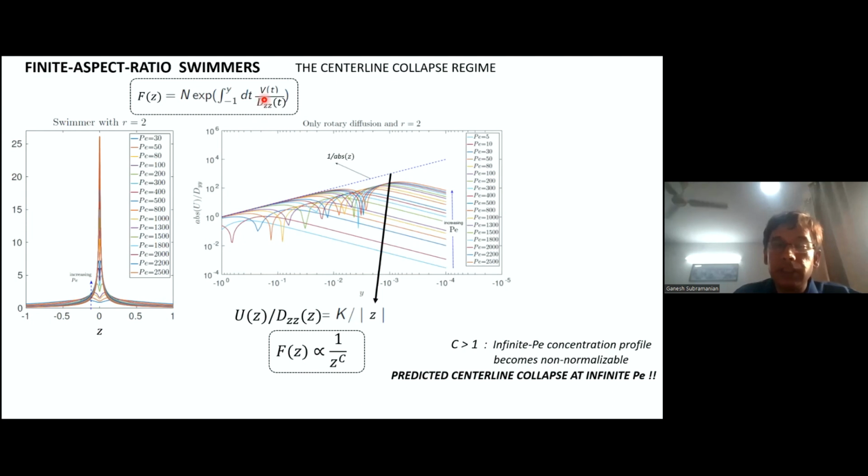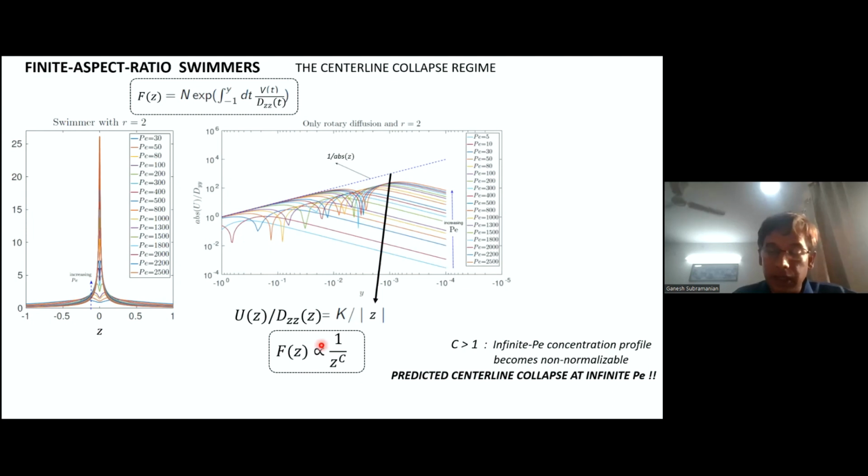So the ratio is independent of Peclet, but it is a function of the position inside the channel. Okay, and it turns out that that ratio is a constant K by Z. So in other words, the drift gets larger and larger as you come closer to the center line. If you put this functional form into that exponential, you get the concentration profile at infinite Peclet to be 1 by Z power C.